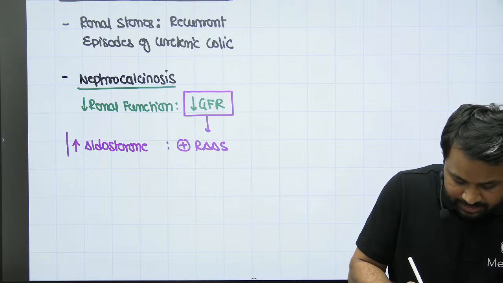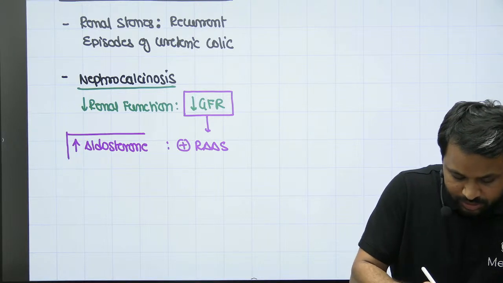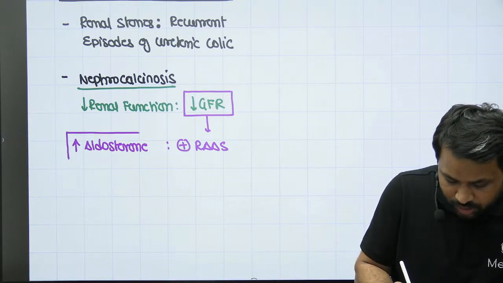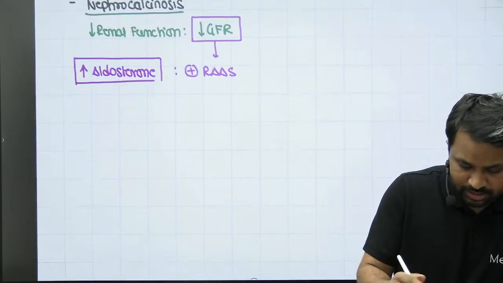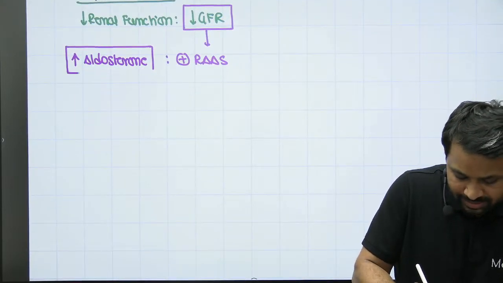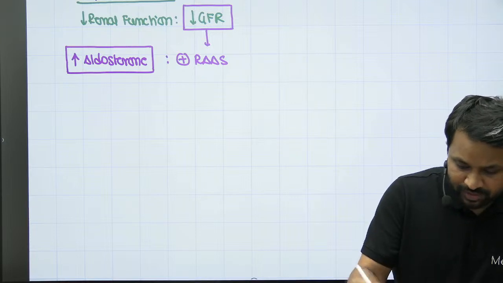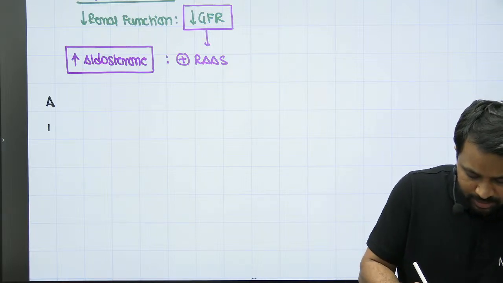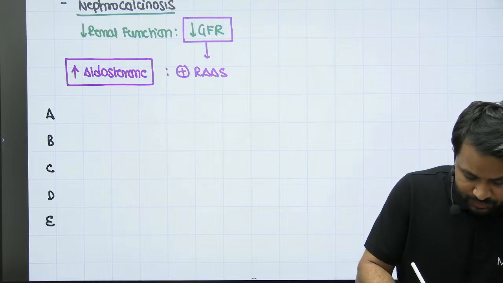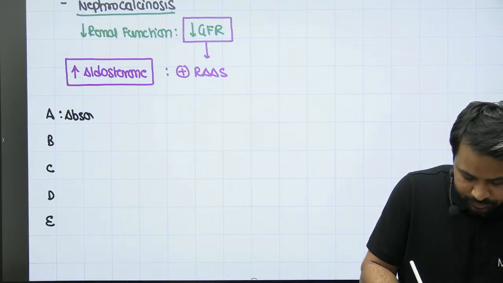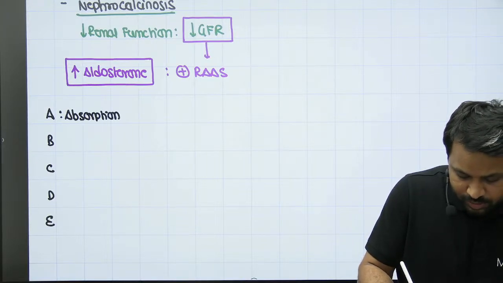Whenever the RAS system kicks in, it increases the concentration of aldosterone. So what does this aldosterone do? The simplest way to understand the basic function of aldosterone is a mnemonic: A, B, C, D, E. A stands for absorption. Absorption of what? Absorption of sodium as well as water.